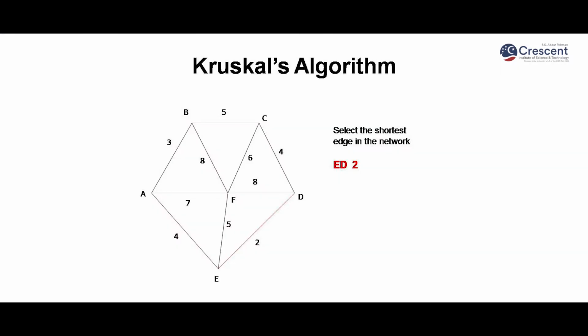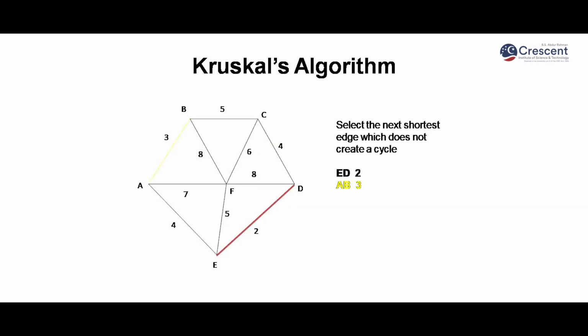Next, from these edges, we are taking the shortest edge. Out of all the edges, ED with 2 is the shortest edge. So we are taking ED with 2. While adding ED, is any cycle formed? No. So we are taking that edge. Next we have to select the next shortest edge which does not create a cycle. The next shortest edge is AB with 3. We are taking that edge, and that also does not form a cycle.